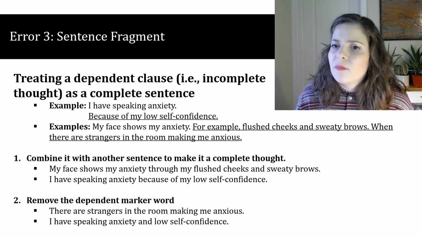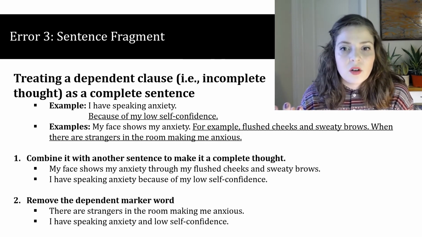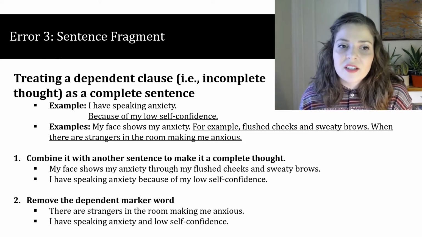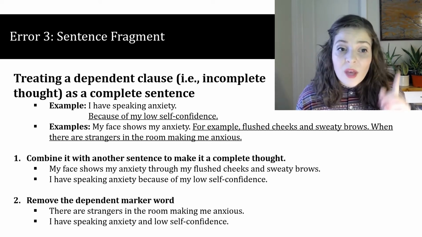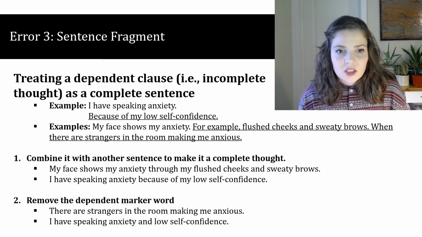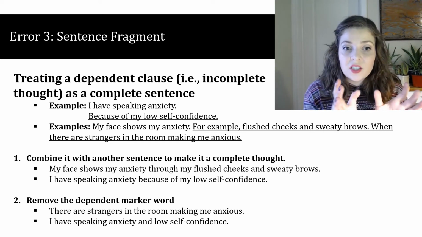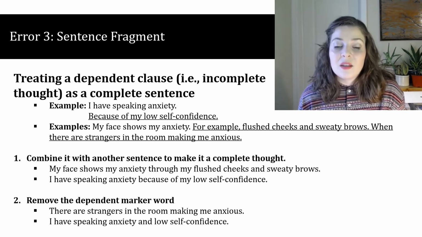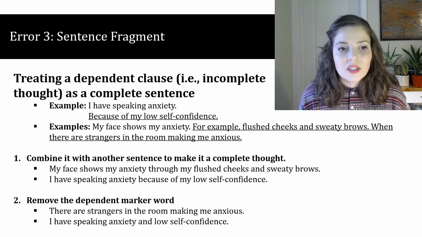Flushed cheeks and sweaty brows, those are a description. Those aren't really a subject or a verb. I mean, they could be a subject, but we don't have a verb to cue us to let us know that they're the subject. When there are strangers in the room making me anxious. Well, "when," that's another of our dependent marker words. There are strangers, so "are" could be our verb, but this seems more like a description of the subject and the verb. So, when there are strangers in the room making me anxious, I don't want to speak. That seems like it would be more of a complete sentence.